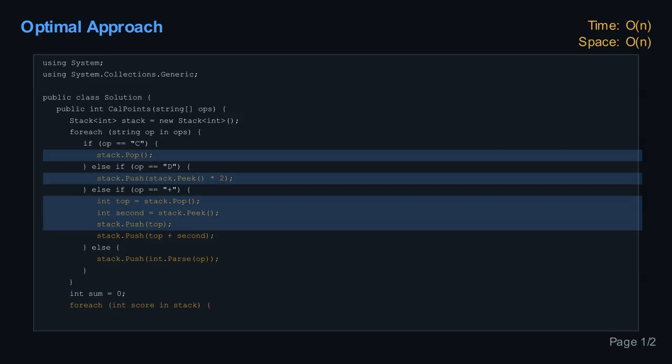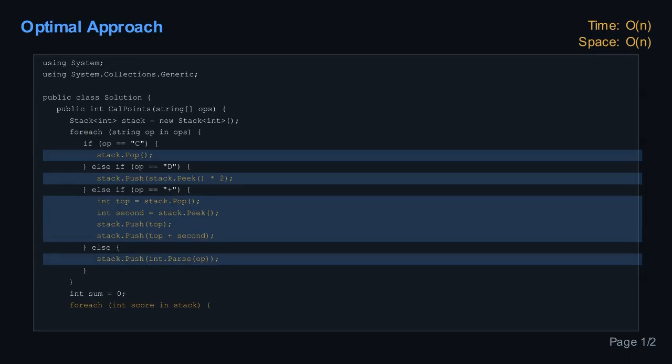If it's a plus, we need the sum of the last two scores, so we pop the top value temporarily, peek at the next value, then push the popped value back, followed by the sum of the two. Otherwise, the operation is a plain integer, so we parse it and push it onto the stack. After processing everything, we simply sum all values remaining in the stack to get the final answer.